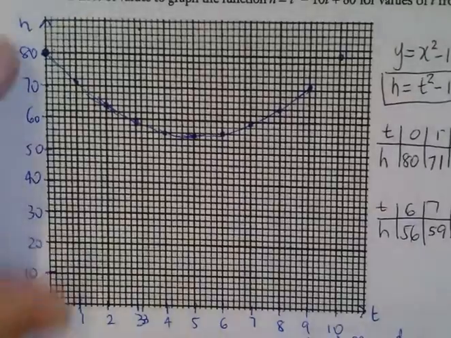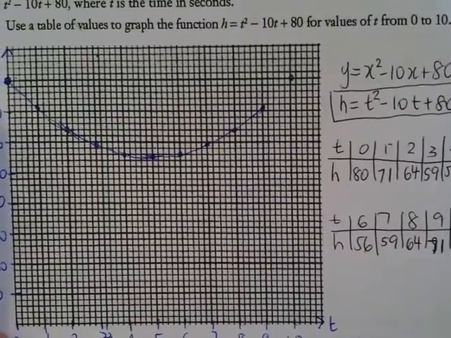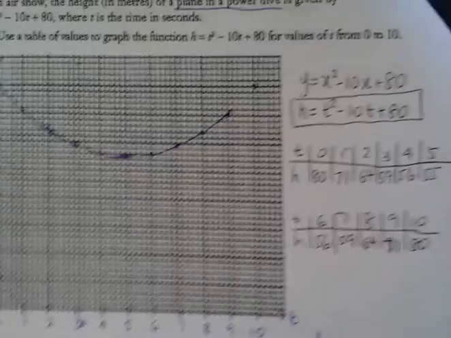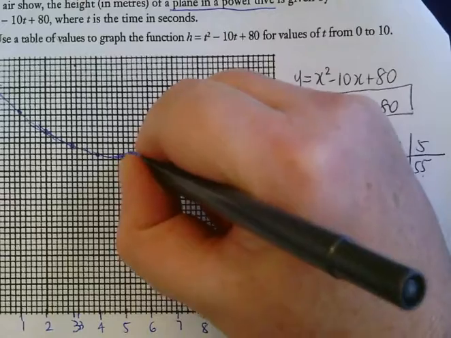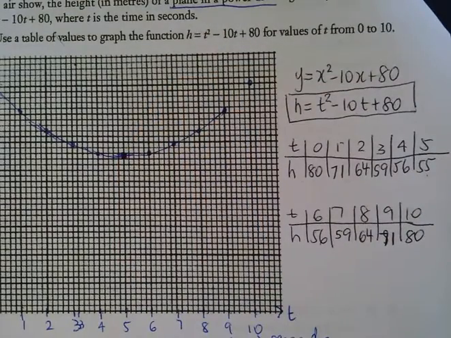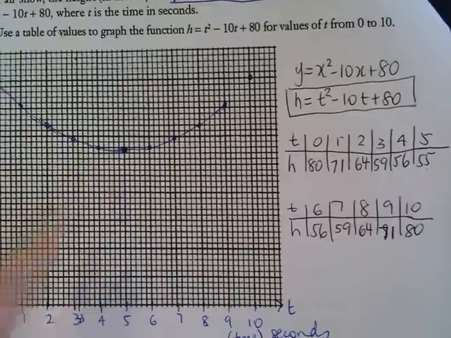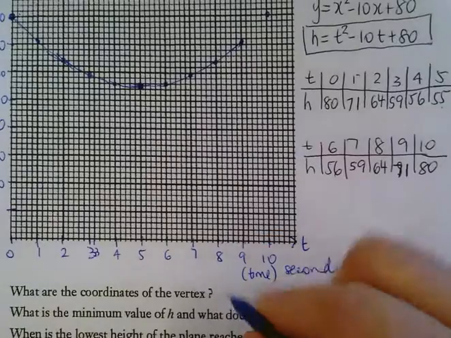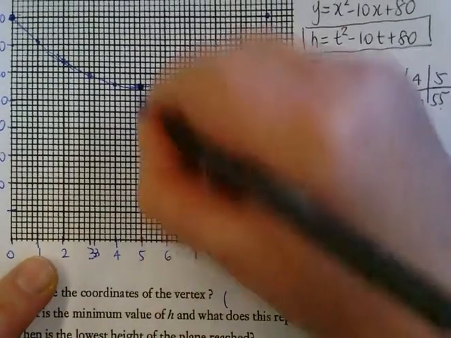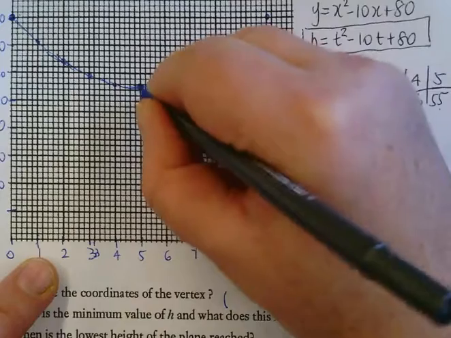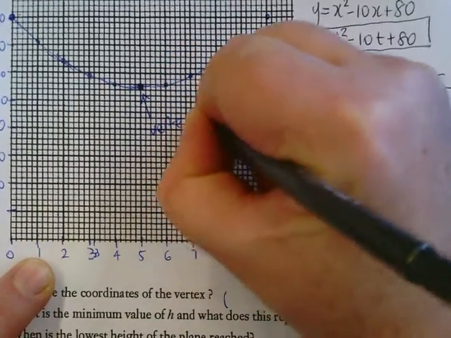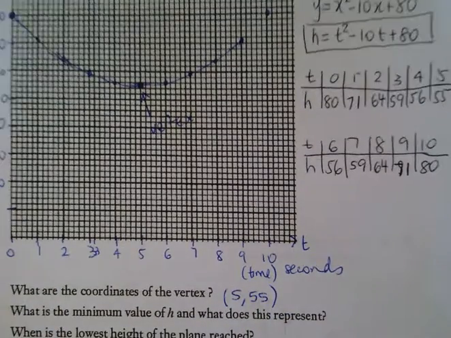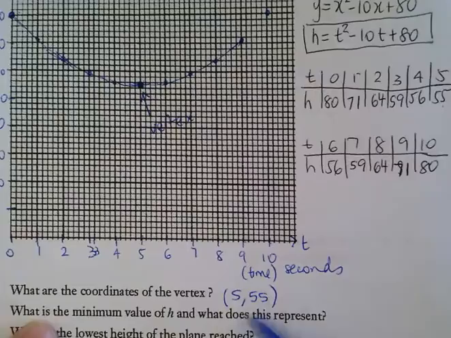Okay, so we've just done part A, use the table of values and graph the function. Now we can see here that this is our minimum there. Now the coordinates of the vertex. Vertex is where the minimum of the parabola is. So the coordinates of the vertex are, anyone? What are these coordinates? That's the vertex. It's 5, 55.